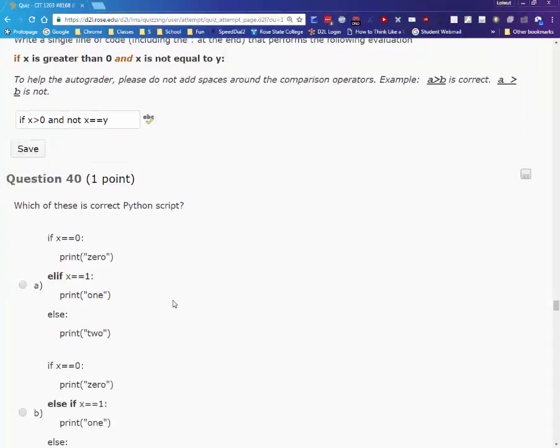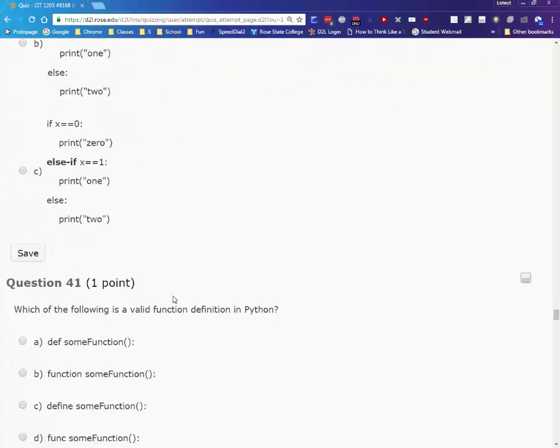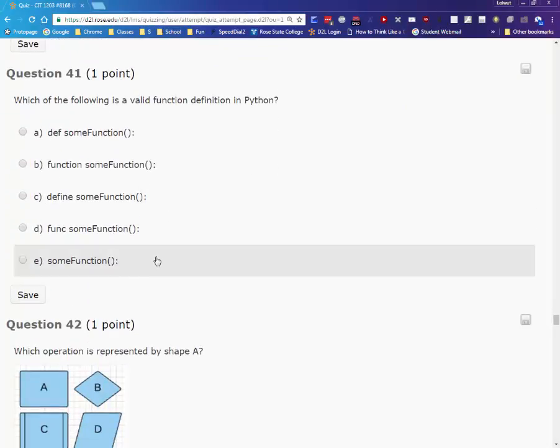So we'll scroll down here. I think most people got that one right. To define a function, you actually have to use the def keyword. That means define. So that makes it a valid function definition. When you're calling the function, you don't put the def keyword. But this would not be a correct function call either because it's followed by the colon. So this is the correct answer. A lot of people chose this one, leaving off the def.